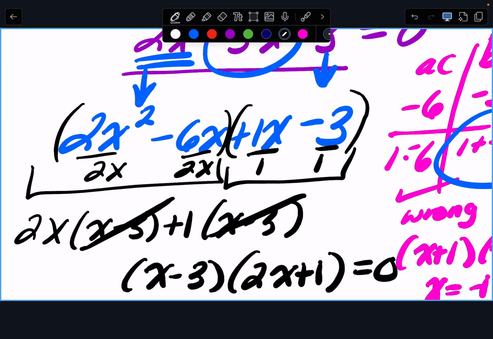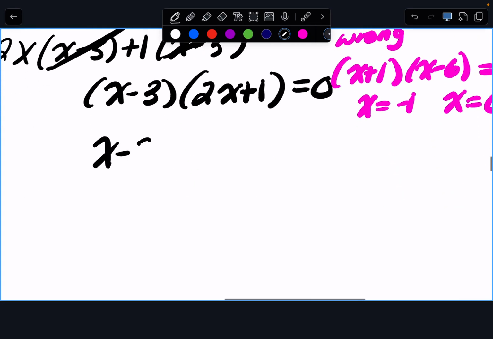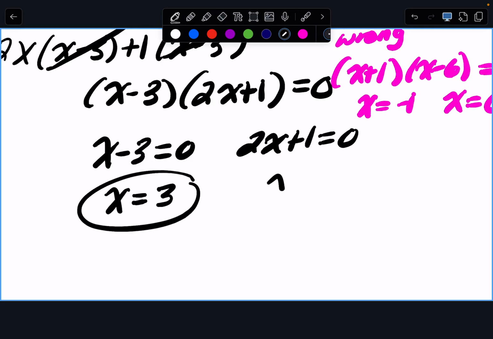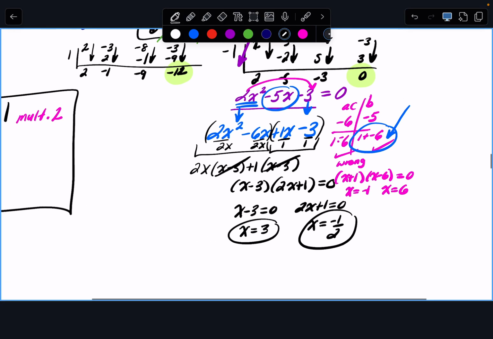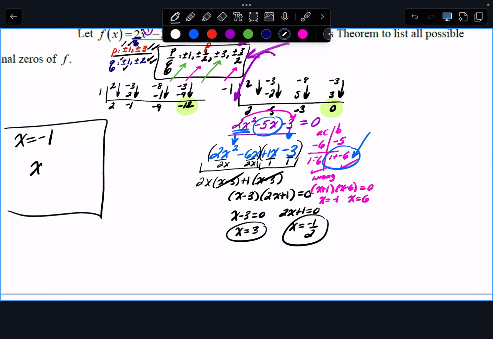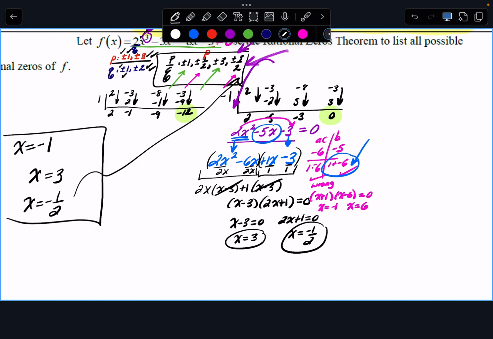Now that we've factored it, we can find the solutions by setting them equal to 0 and then using algebra to solve. So aren't we getting x equals 3, and x equals negative 1/2? I'm going to add that to my bucket of official solutions. It wasn't a multiplicity of 2. It was x equals 3 and x equals negative 1/2. That was in the list of possibilities, correct? So I'm like, okay, good. Well, things are looking good.